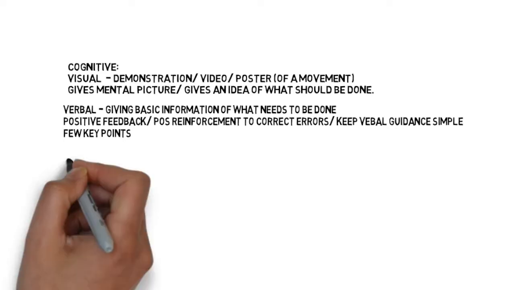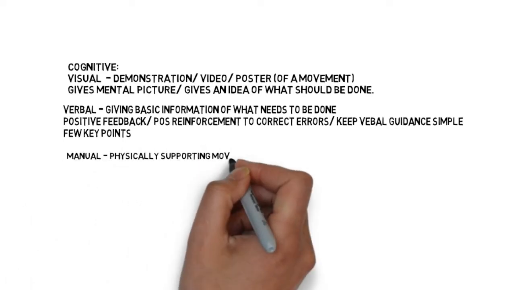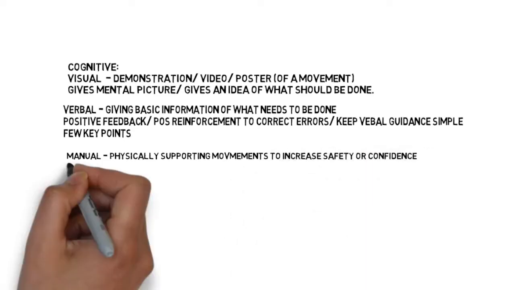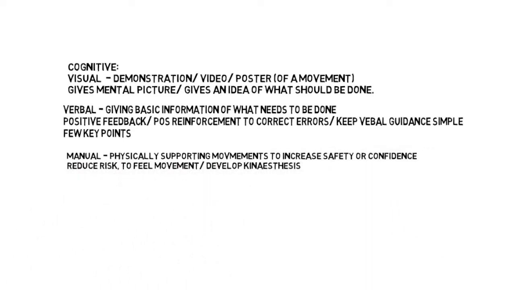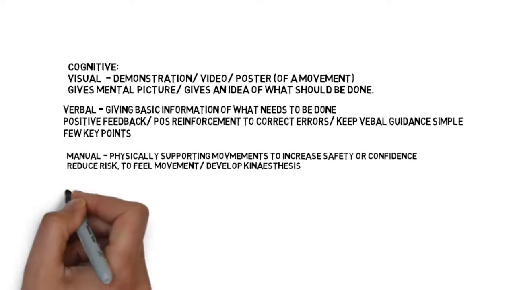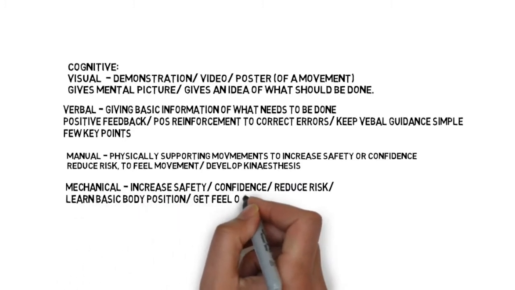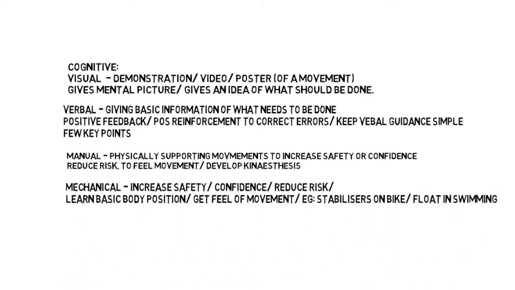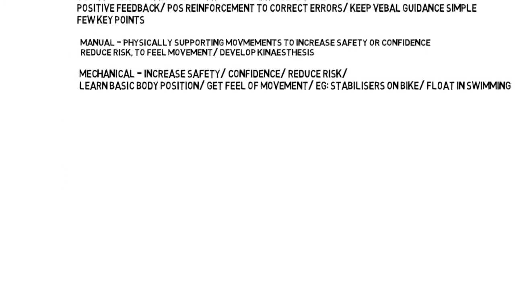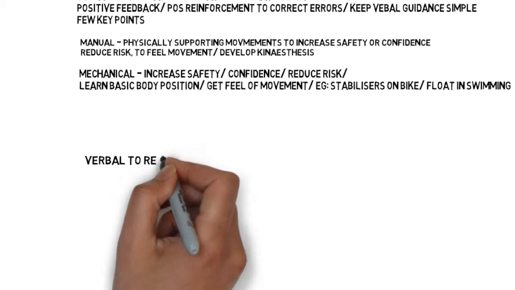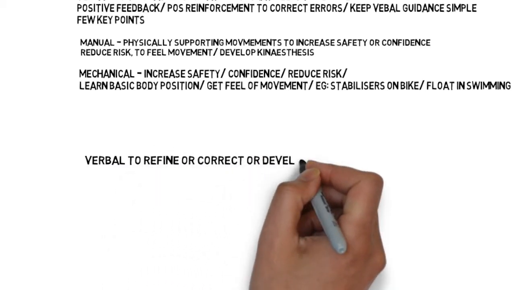So the next thing that we need to look at is the manual. Physically supporting the movement into a position so they can gain confidence, reduce the risks, and develop, or start to develop, that kinesthesis. The mechanical, again, is about the safety, the confidence, the reduction of the risk, and they learn the basic body positions. So it's the descriptive terms that we need to use that's the difference between each one of the 3 stages.